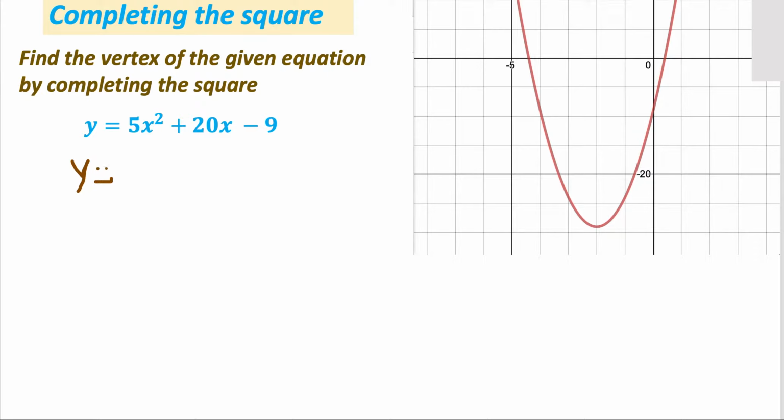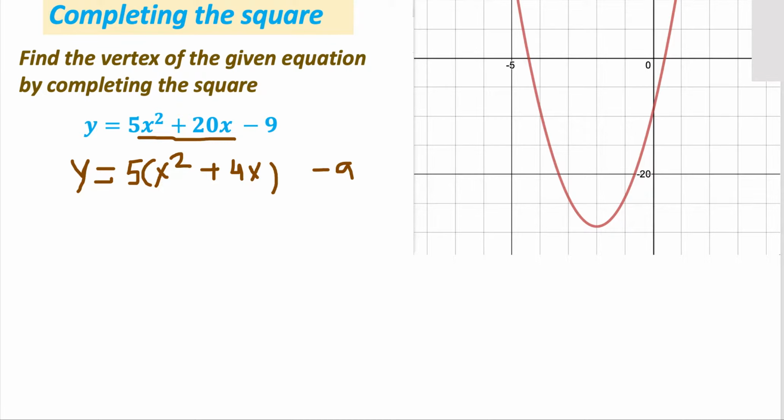Y is equal, now here in this 5x squared plus 20x, let me factorize these two terms. Here is a 5, and what do I have? X squared plus 4x. And now we put this minus 9 a little further. Here minus 9. And now I'm completing the square inside the parentheses.